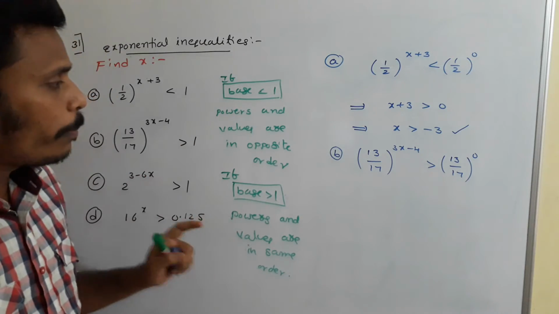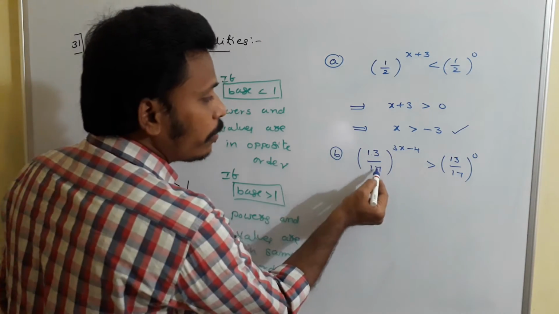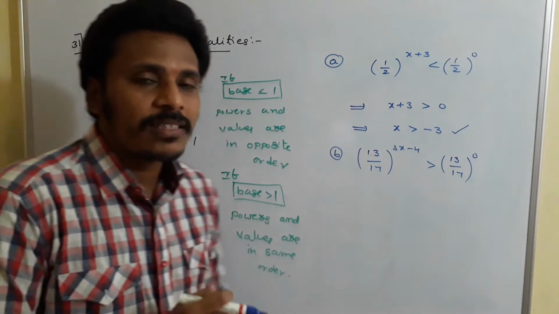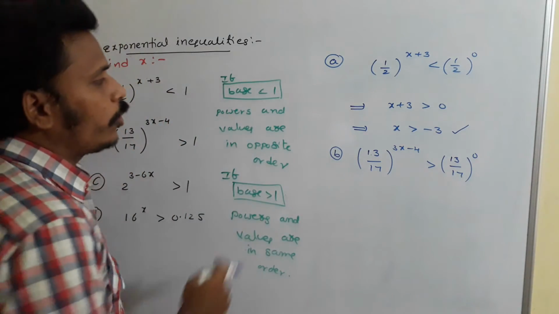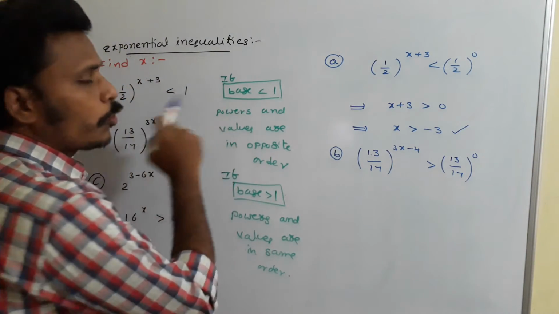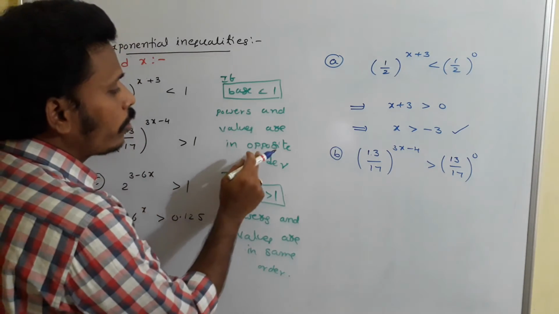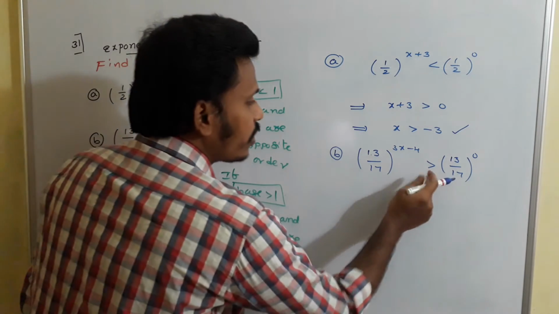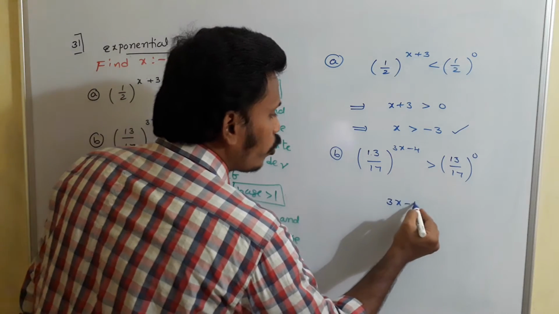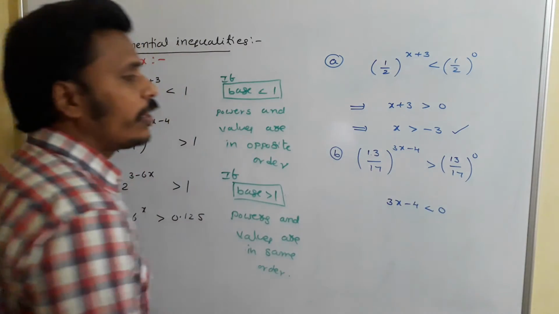For that, think about the base. Here what is the base? 13 by 17. 13 by 17 is again a decimal value which is less than 1. So we need to use the first rule. Here in the first rule, we need to follow the opposite order. Since greater than is involved, we need to use its opposite, less than, between the powers.